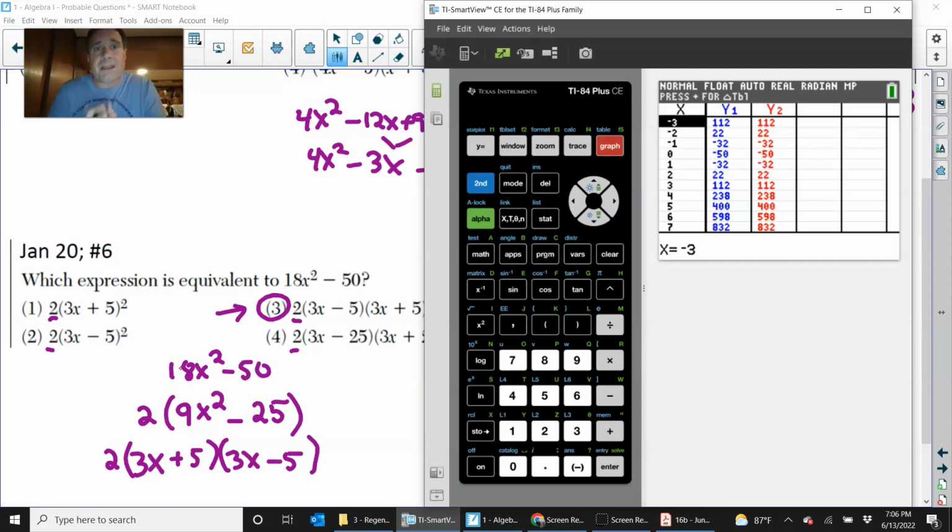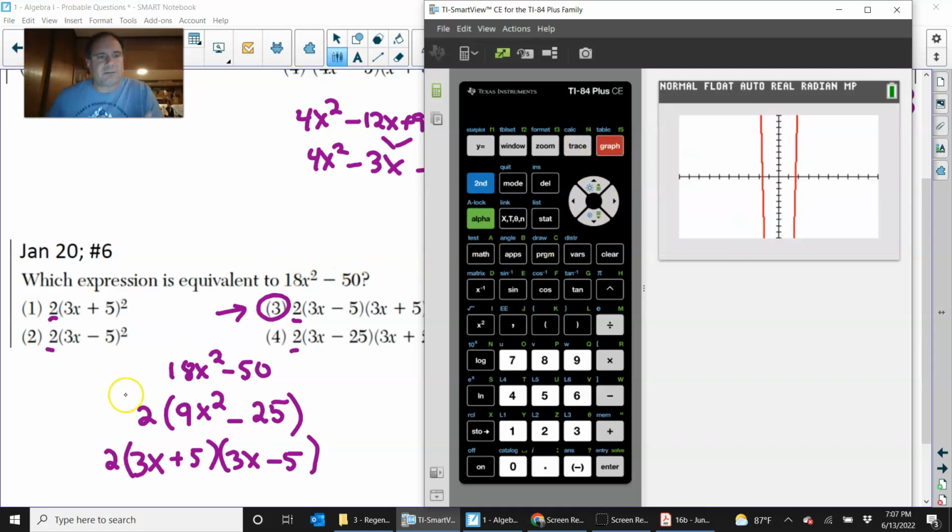So if you don't know how to do the problem, grab your calculator and put in whatever the expression is. Put them in and see which one is equivalent. All equivalent expressions are the same graph. Take a look at them. They're the same exact graph.